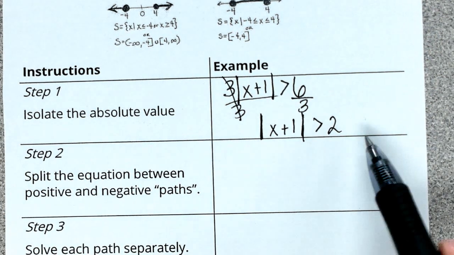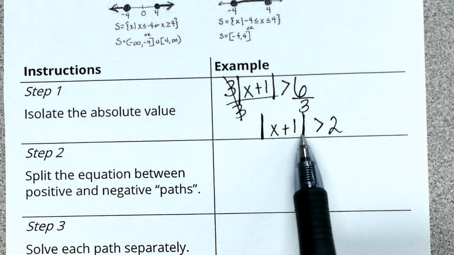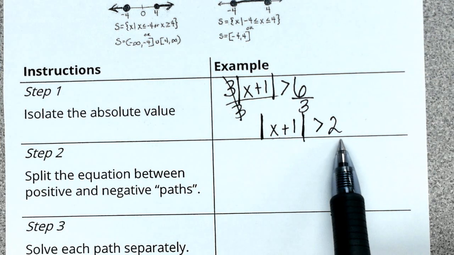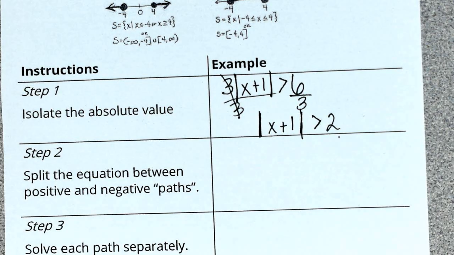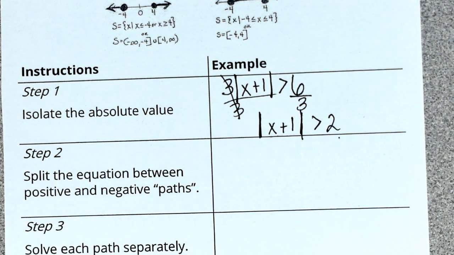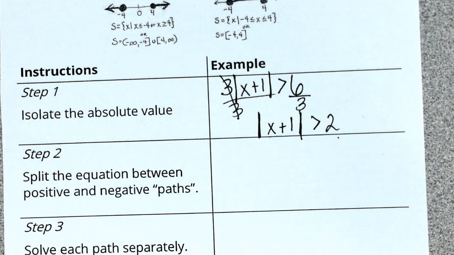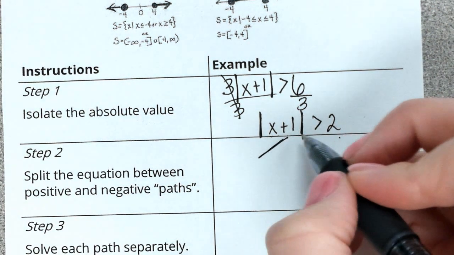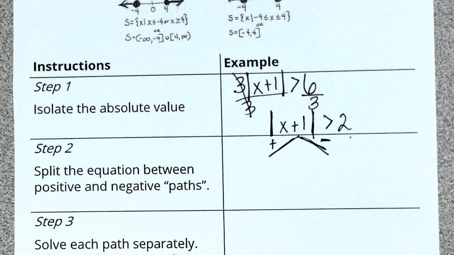Okay, now ask yourself, is this possible? Can absolute value be greater than 2? Well, it's distance, right? The only thing that distance can't be is what? Negative. Distance can't be negative. So as long as this isn't saying it's negative, we can work with that. Okay? So we can split this into our positive and negative paths. Okay? So all of that is the same.